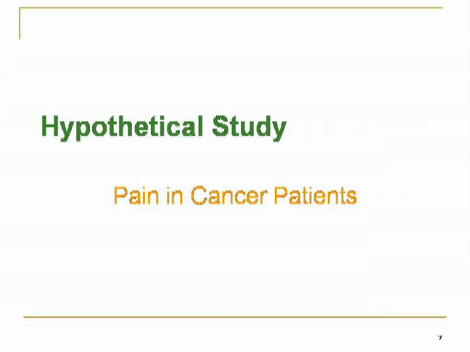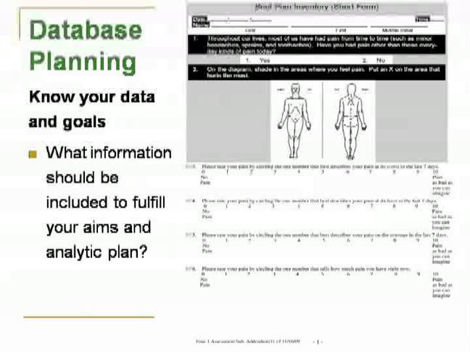So let's take some of this information and apply it to a hypothetical study called Pain in Cancer Patients. An important first step before we begin building our database is to plan our database. It's critical to know your data, really get familiar with your data, and know your project goals. So let's take our hypothetical study on cancer pain. Let's say our primary goal is to identify the number of patients who report that their worst pain intensity in the past week was greater than a 4 out of 10.